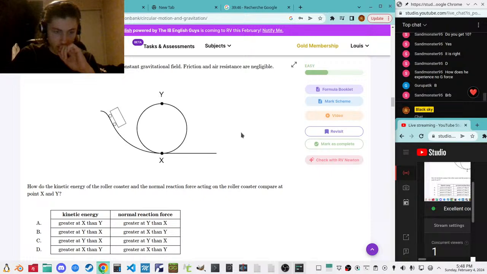Kinetic energy is... Okay, so there's no motor or something, right? So the kinetic energy is going to be greater at X than Y. The normal reaction force, it's probably more at Y than X. So A.